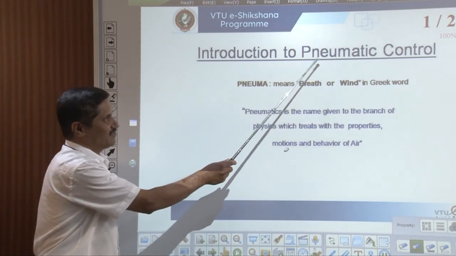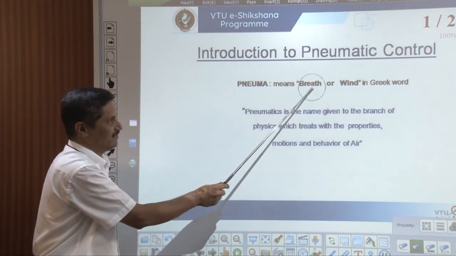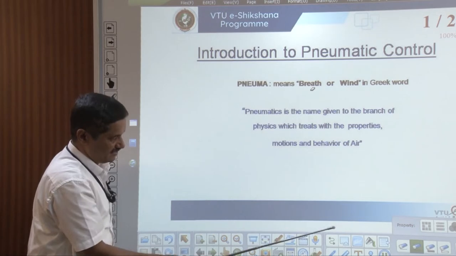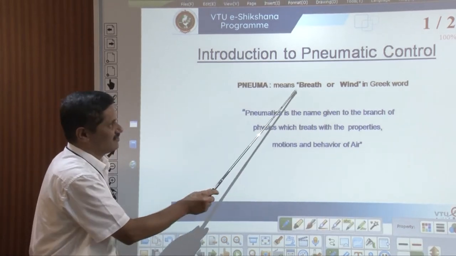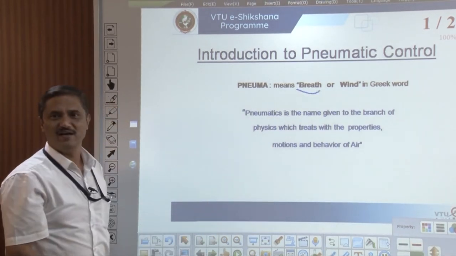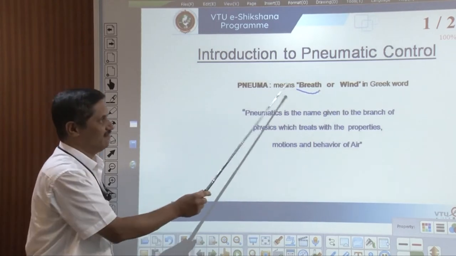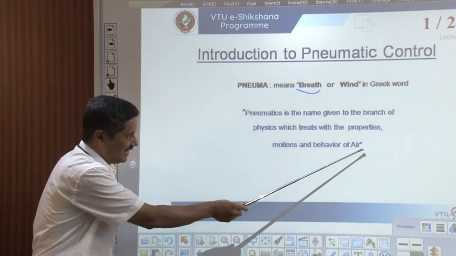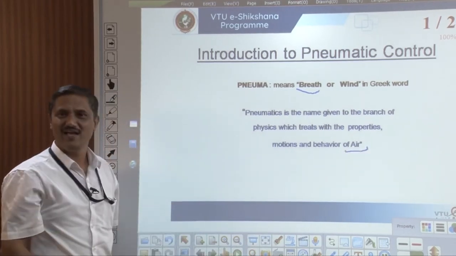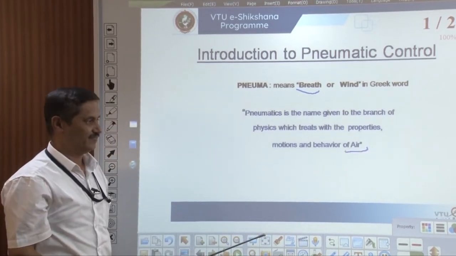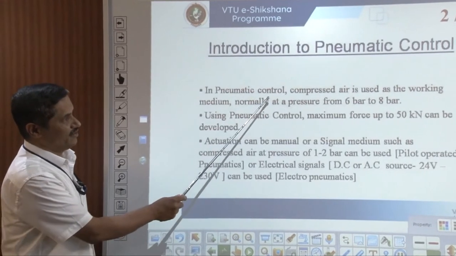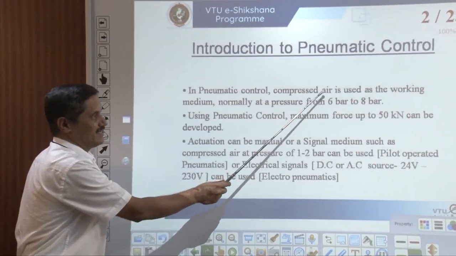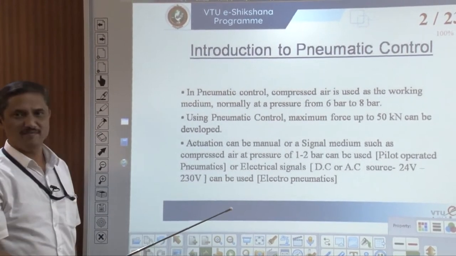You should know what pneuma means. Pneuma means breathing. So this is very, very important. The word has come from this word, breathing. Normally we breathe air, so we are using the air here. In this we use the air as the main medium. In pneumatics control, compressed air is used as a working medium.